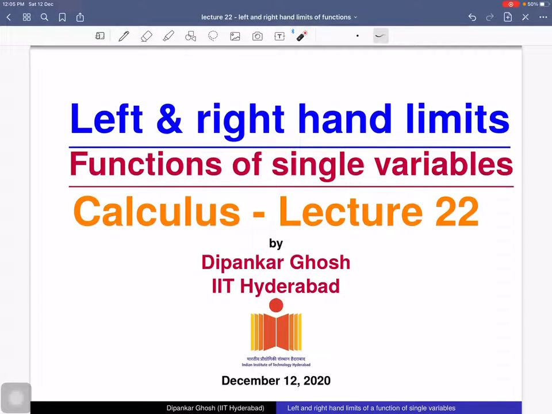Welcome to the 22nd lecture on calculus. So in the last few classes we have discussed limits of functions of single variables. Today we will see one-sided limits, namely left hand limit and right hand limit.